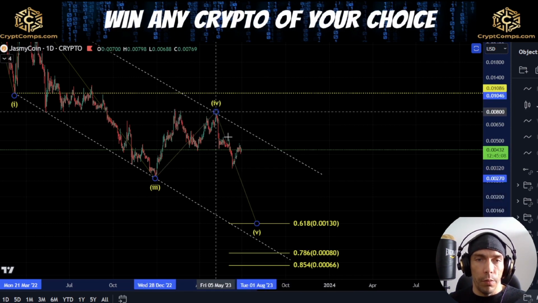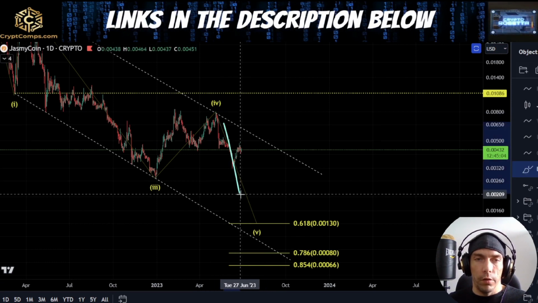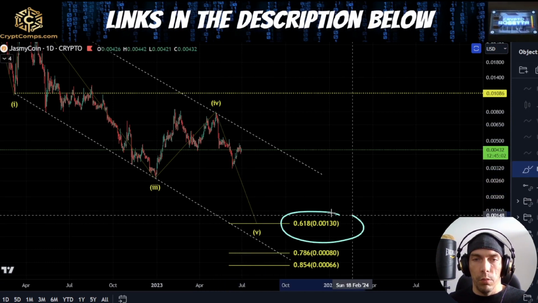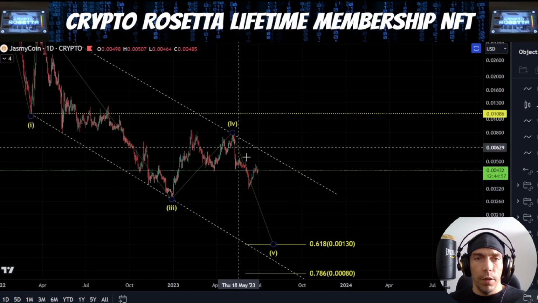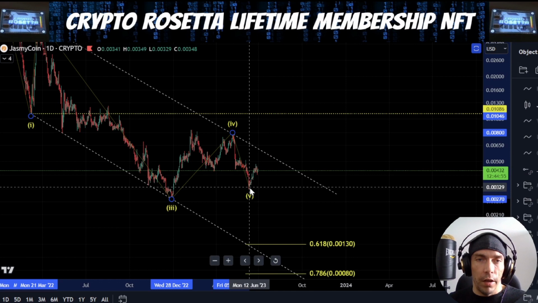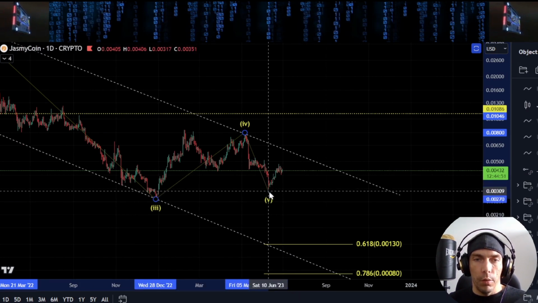Alternatively, we take our 4 from here, and then we would be looking for a 3-wave move to the downside here, looking to complete towards this 0.618 as a possible target. But really we need to be cautious with this, because if this is a diagonal pattern, we want to look at it like this. Technically speaking, this 5th wave could actually complete here.